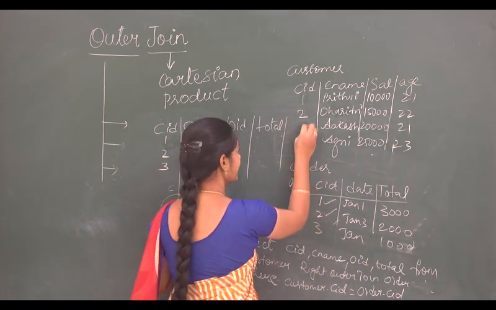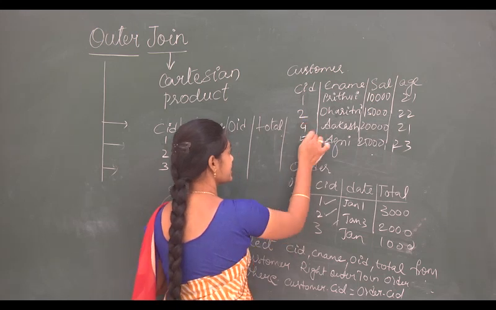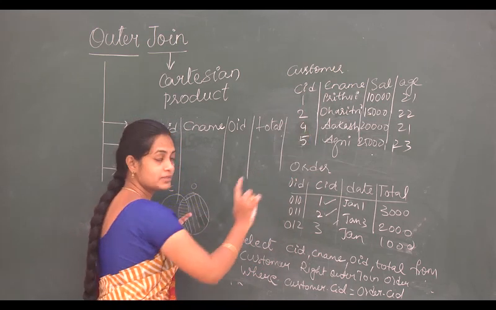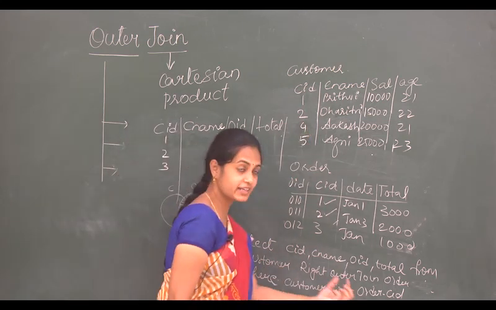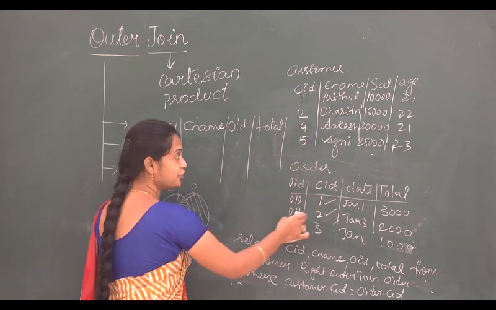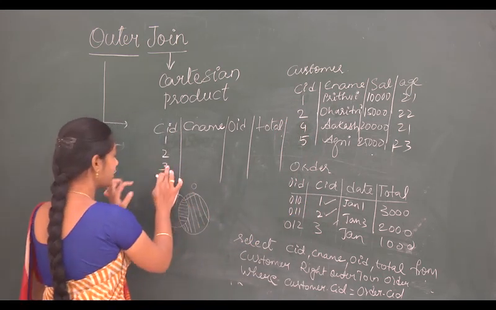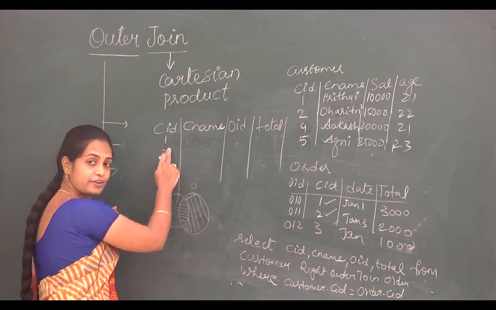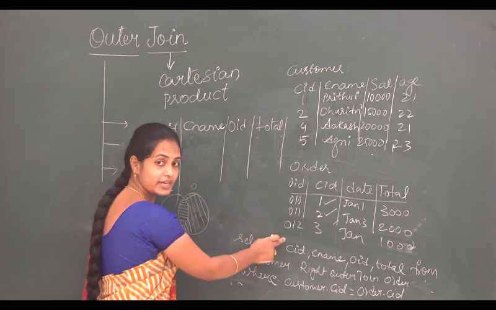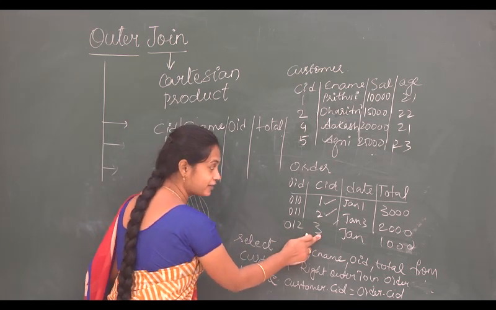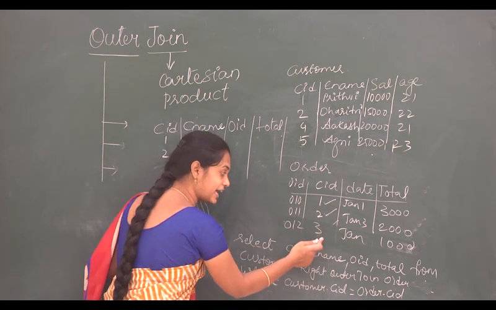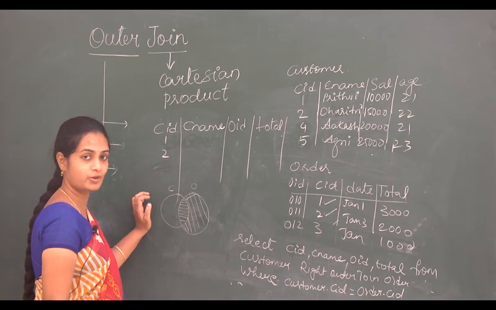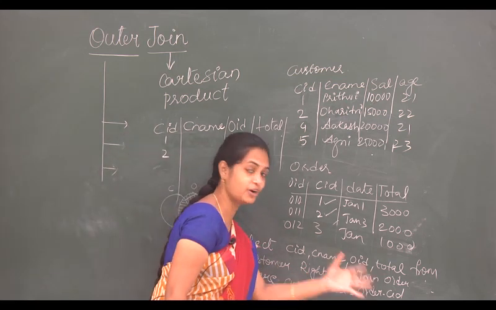So I mentioned like this is 4 and this is 5. Okay, so how many values are there in common? 1 and 2 are in common. So 1, 2 will be preserved in the resultant query, and other than 1 and 2, what else do we have? We have one more customer ID 3. So that will also be inserted in the resultant query using right outer join.